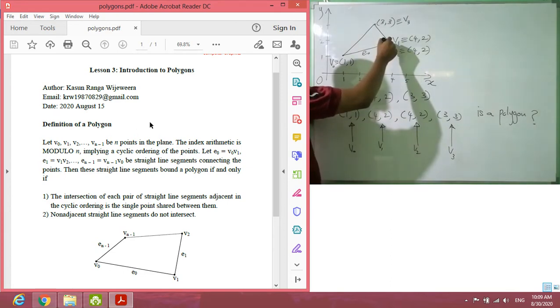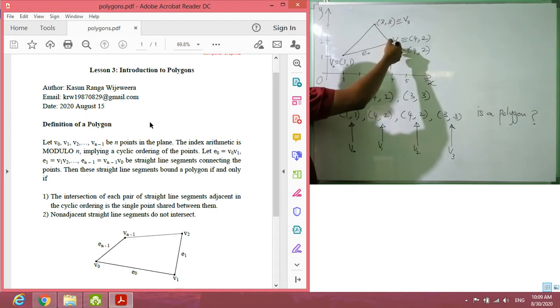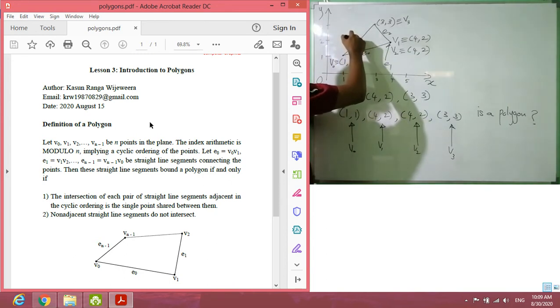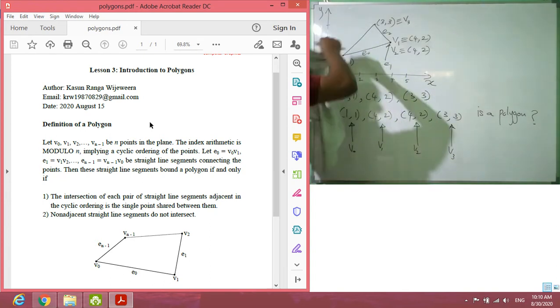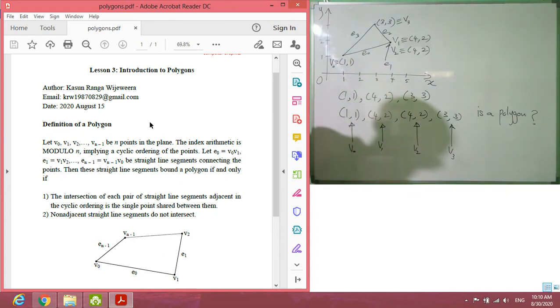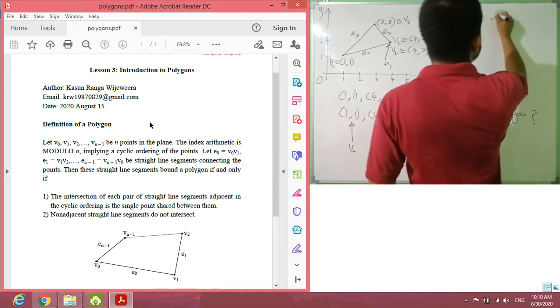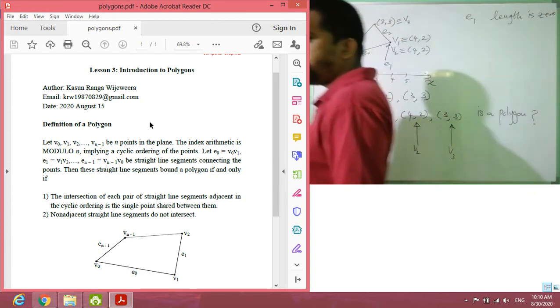Okay, E0. Here V1 and V2, we have E1, then V2 and V3, we have E2, then V3 and V0, we have E3. Okay, now is it a polygon? That is our question. Now if you look at this, the length of E1 is 0.